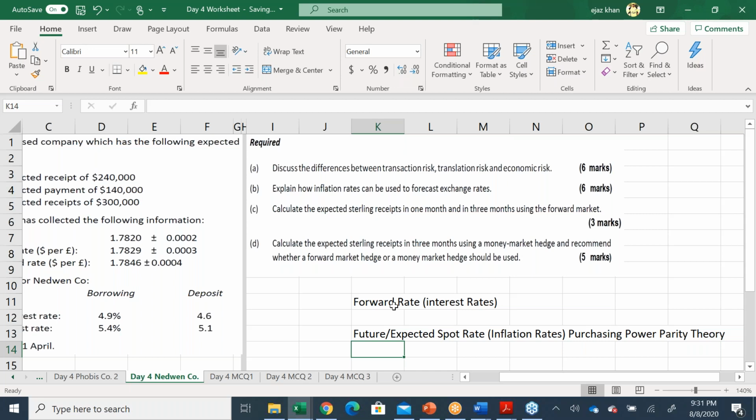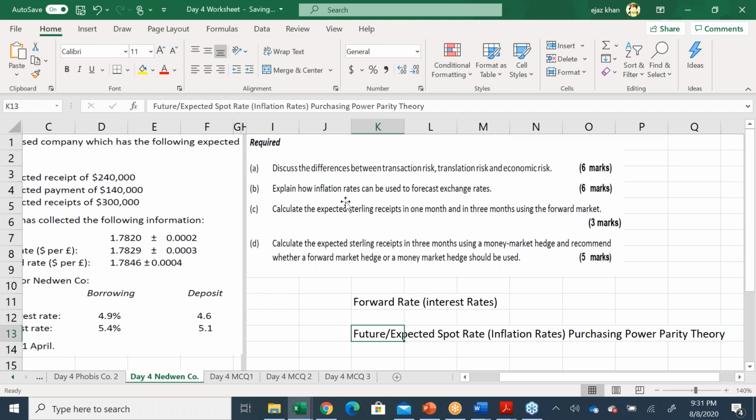So what is the difference between forward rate and a future spot rate? Forward rate, I told you, is the rate that you will fix with the bank today for a future transaction. Whereas the future or expected spot rate is the open market exchange rate that you expect to be there in the market after 1 month, 2 months, or 3 months. So if you want to predict the open market exchange rate, you have to use inflation rates. The formula should be the same that we were using for forward rate, but you should be using inflation rate instead of interest rates. But if you are to predict forward rate, then you have to use interest rates. That's the difference between the two.